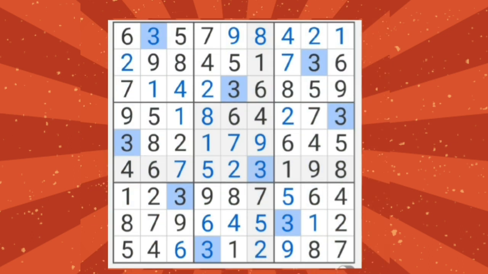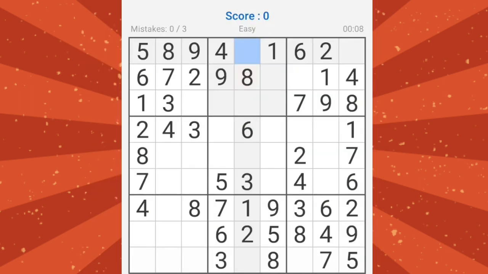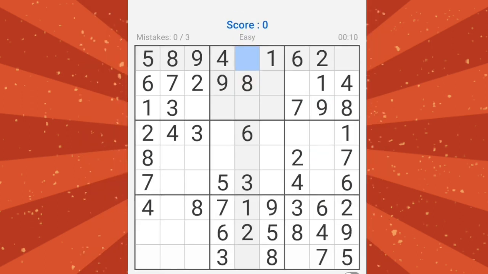3. We are done, MaCOOLit. Let's play again. This is a 9x9 grid under easy level.